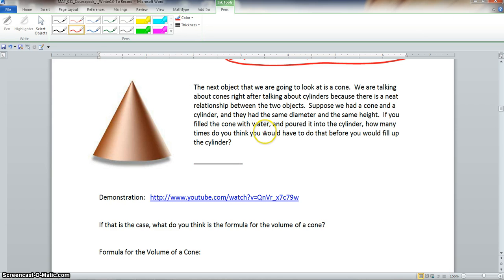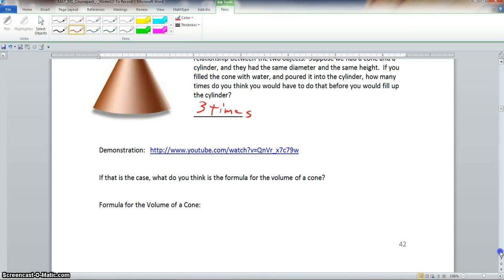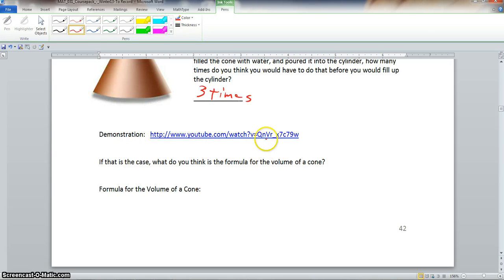If you fill the cone with water and poured it into the cylinder, how many times do you think you would have to do that before you would fill up the cylinder? It would take 3 times. Now there is a demonstration at this YouTube site here that you could watch. If that is the case, what do you think is the formula for the volume of a cone?